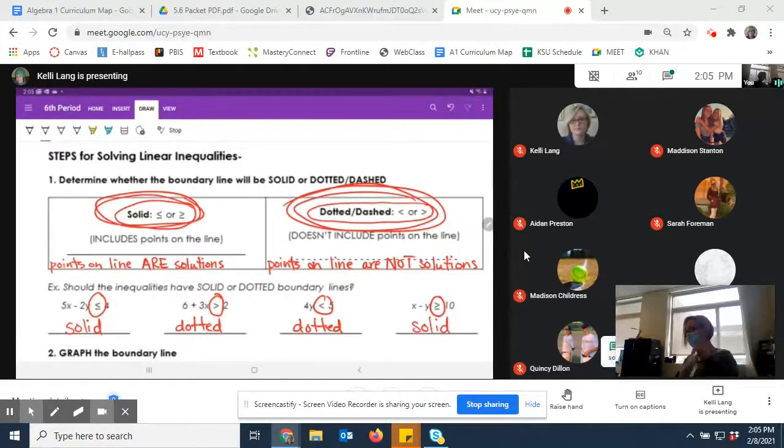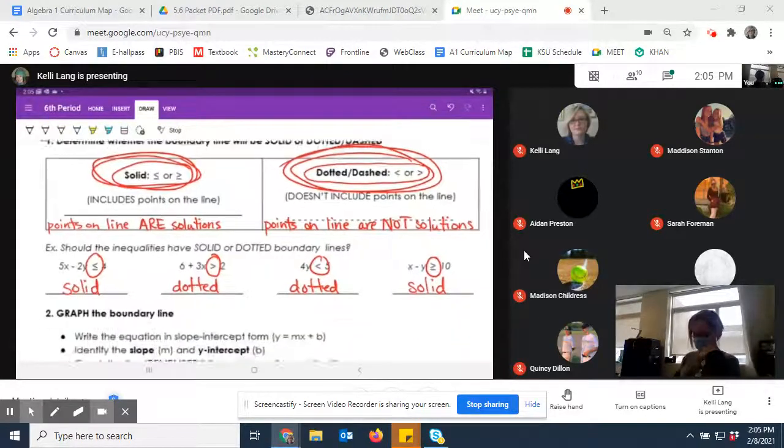So it's really easy to do this when you have the information right above it, but down the road in the future, you have to remember this. So try to come up with a little way to remember when it's solid and when it's dotted. You know, come up with a mnemonic device or something like that to make sure you remember which is which.